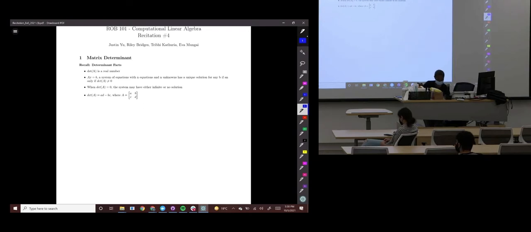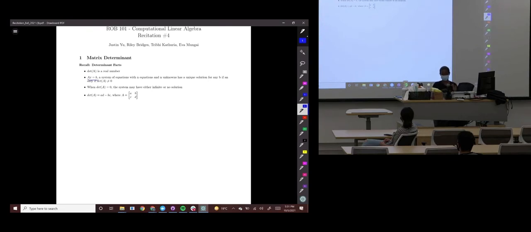Cool. So the first thing we're going to do is recall some of the facts that we know about determinants. Given that A is a matrix, we know that the determinant of A is a real number, right? We also know that a system of equations, AX plus B, right here, has a unique solution if the determinant of A is not equal to 0.